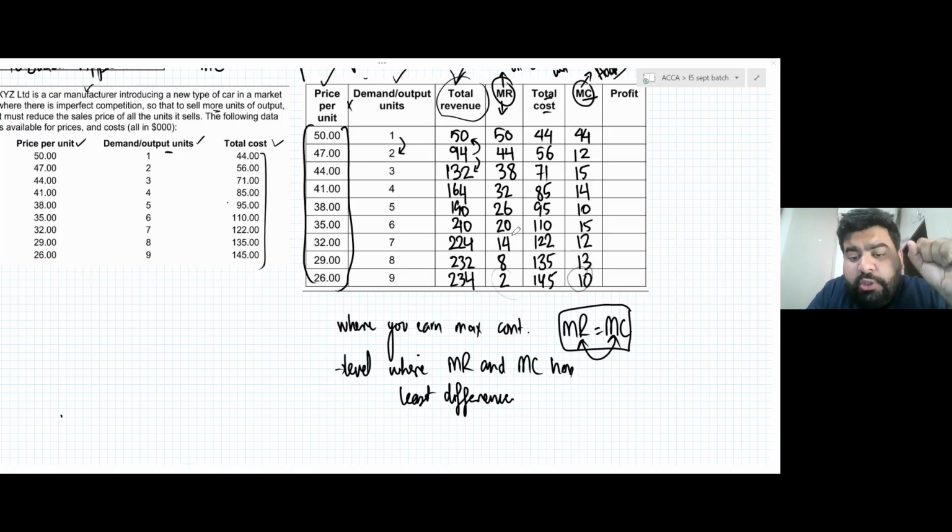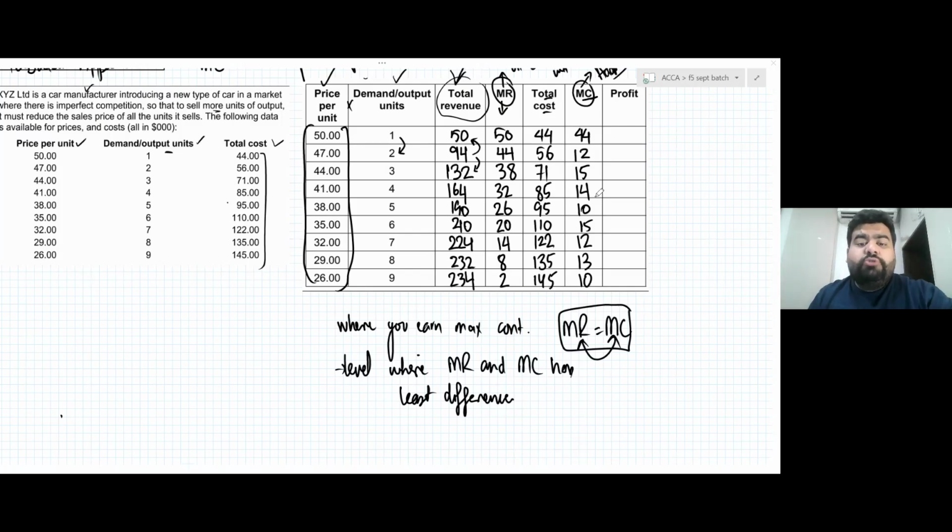So I come to know that here, at 14 and 12, the difference is the least amongst all of the marginal revenue and marginal cost differences. So if you are not getting any answer where marginal revenue and marginal cost are the same, then the second thing you can see is where the marginal cost and marginal revenue have the least difference amongst all the data.